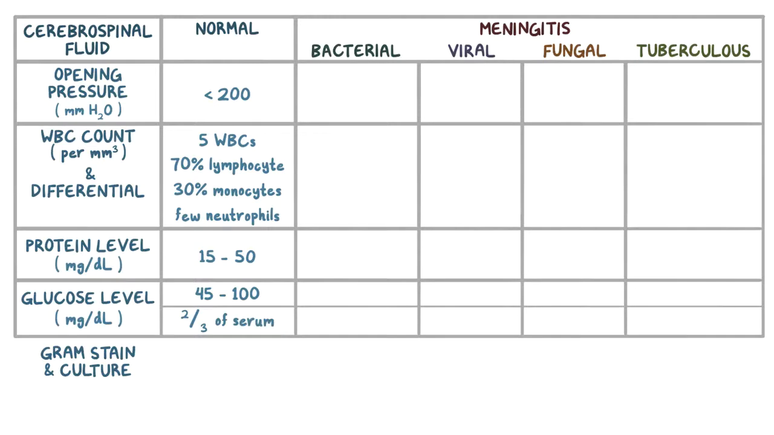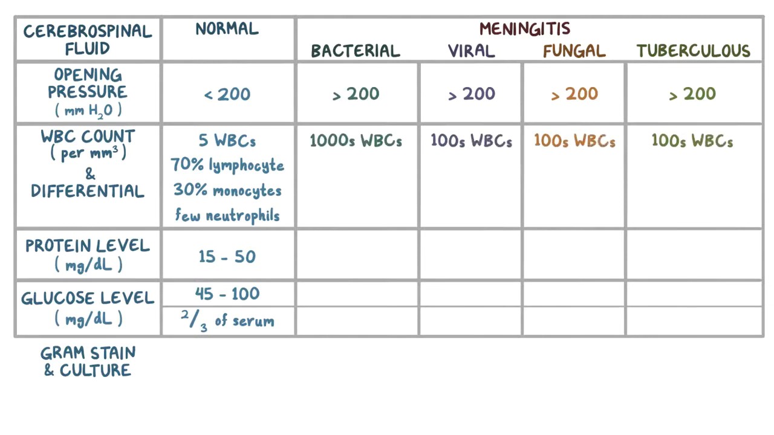Now, the opening pressure is usually over 200 millimeters of water in all forms of meningitis. There's also an elevated white blood cell count in the cerebrospinal fluid called pleocytosis, and it's usually in the thousands in bacterial meningitis, and in the hundreds in viral, fungal, and tuberculous meningitis. A predominantly neutrophilic pleocytosis, over 80% neutrophils, indicates bacterial meningitis.